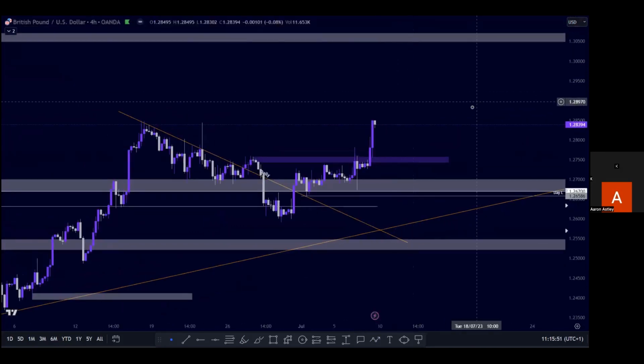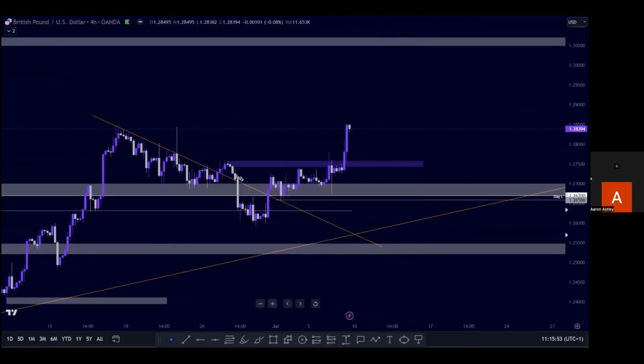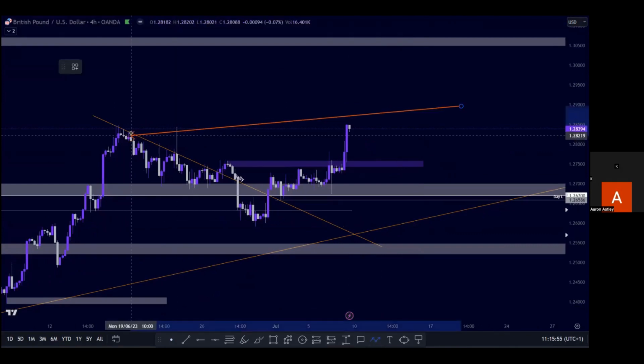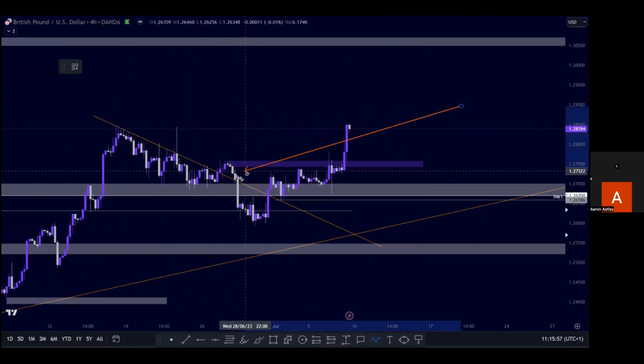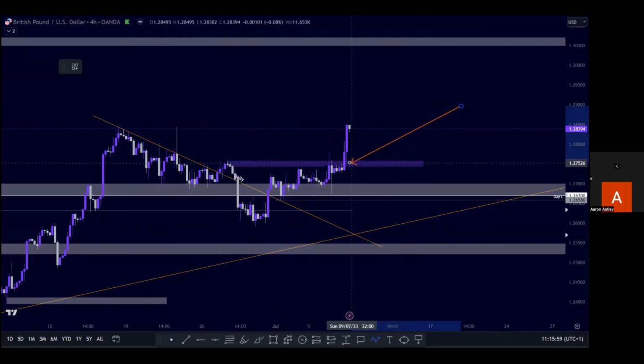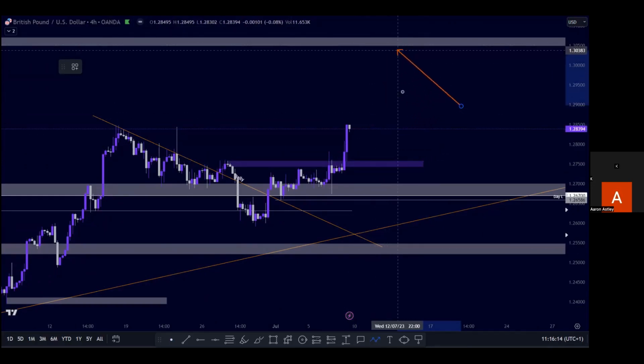Yeah, so could expect the potential for price to come back down and retest these areas on the 4 hour, where we had this area of consolidation on the 4 hour before we broke, so around 1.27500. Could see price come back, grab liquidity from this area before starting to make its way up towards 1.30.